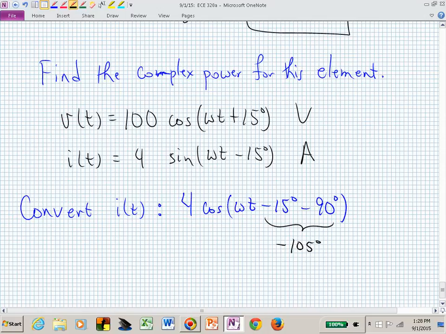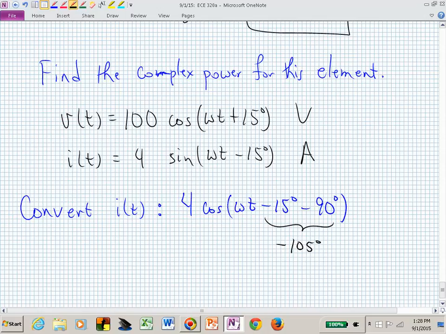What was I trying to find? Luckily, I haven't scrolled that far up. The complex power. So the complex power, I can find the P and the Q with respect to this two-terminal element based on this information.